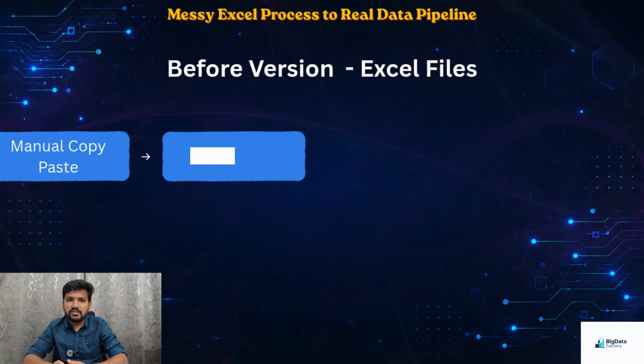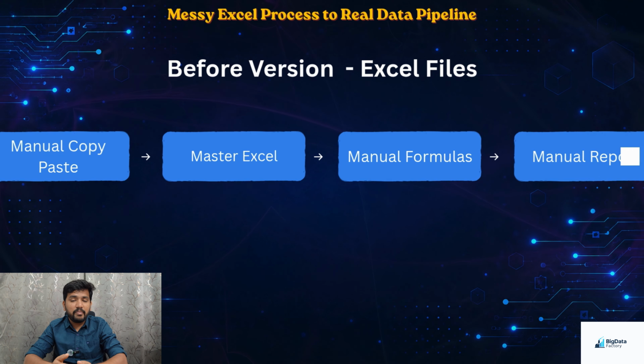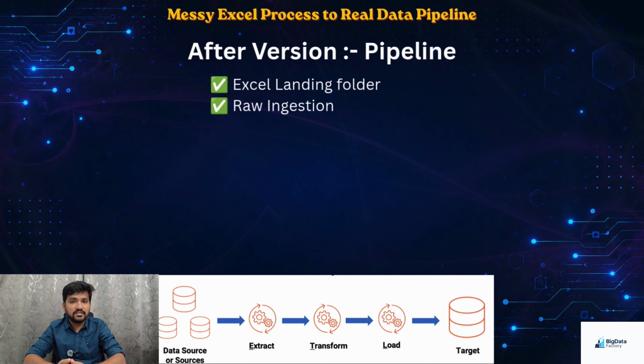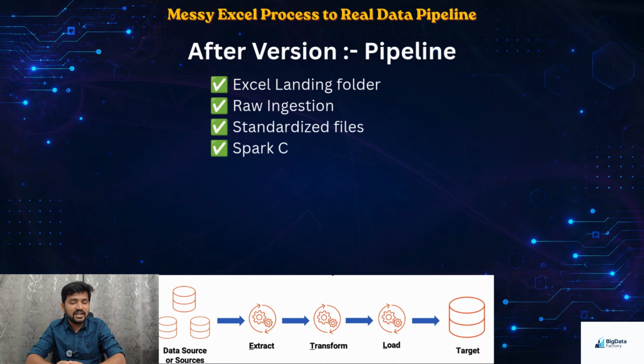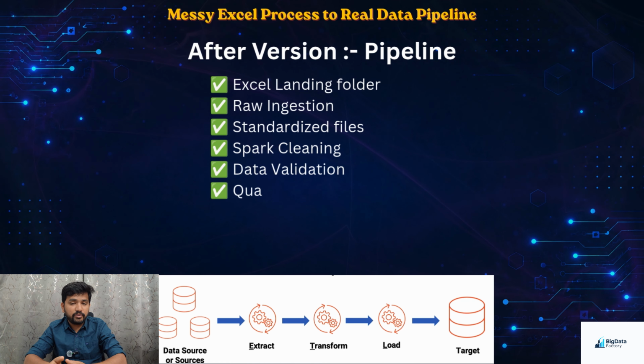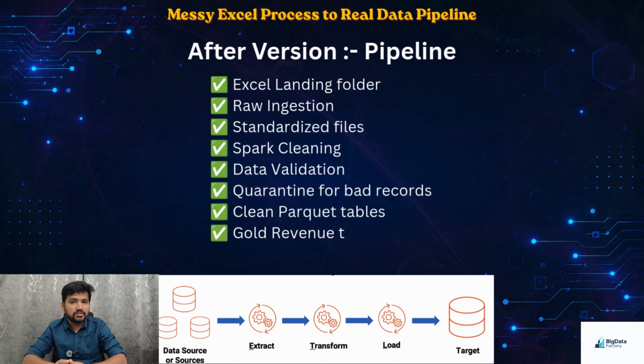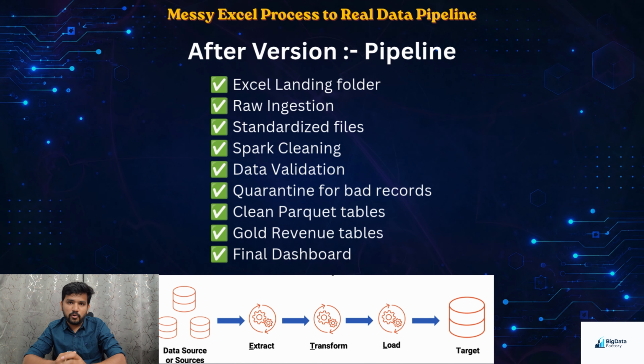Take this manual Excel process and turn it into a repeatable data pipeline. Here is the before version. Excel files, manually copy paste, master Excel, manual formulas, manual report. And here is the after version. Excel landing folder, raw ingestion, standardized files, Spark cleaning, data validation, quarantine for bad records, clean parquet tables, good revenue tables, and final dashboard or report.